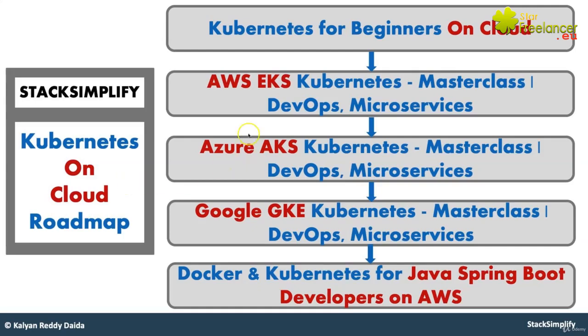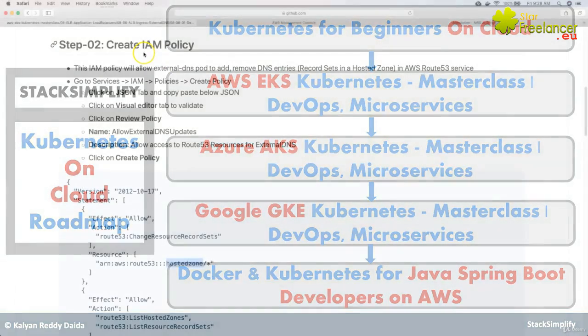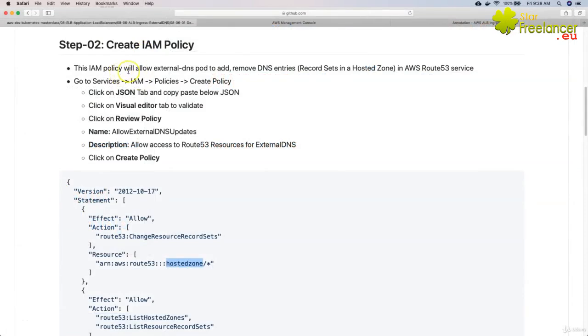Welcome back. In this lecture, we are going to create the IAM policy. This IAM policy will allow the external DNS pod to add and remove DNS entries, which are nothing but record sets, in a hosted zone in the AWS Route 53 service. Okay, so let's go ahead and add the IAM policy.